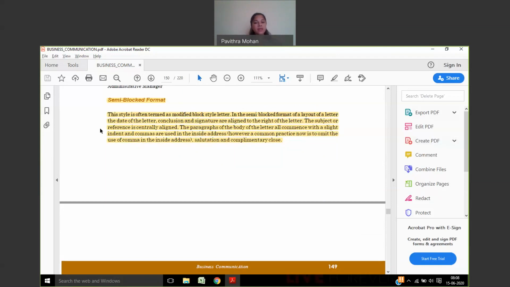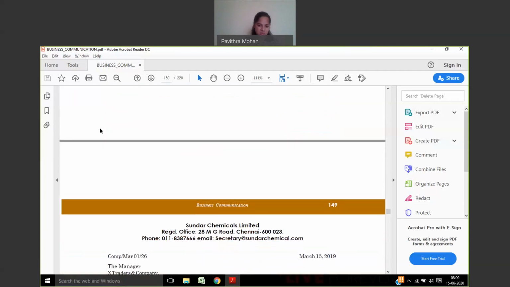Then you have the paragraphs of the body of the letter, all commencing with a slight indent, and commas are used in the inside address. However, the common practice now is to omit the use of comma in the inside address, salutation, and complimentary close. If you require, you can go with the commas. Otherwise, also it is not considered as a mistake.